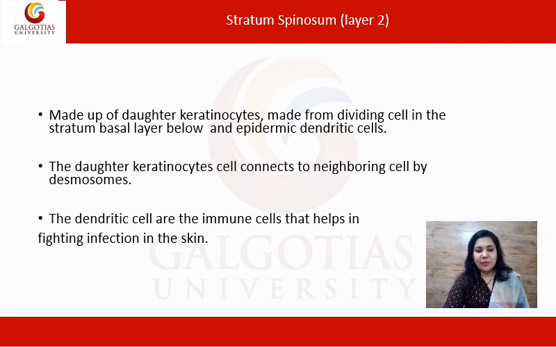The second layer of the epidermis is called the stratum spinosum. It is made up of daughter keratinocyte cells, produced from dividing cells in the stratum basale layer, and epidermal dendritic cells. The daughter keratinocyte cells connect to neighboring cells by desmosomes, and the dendritic cells are immune cells. They help in fighting skin infections.